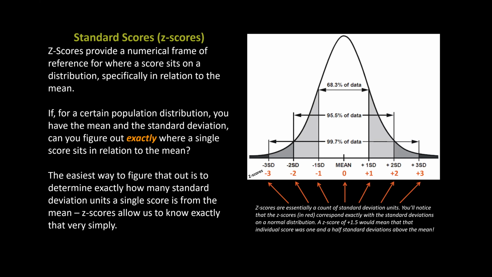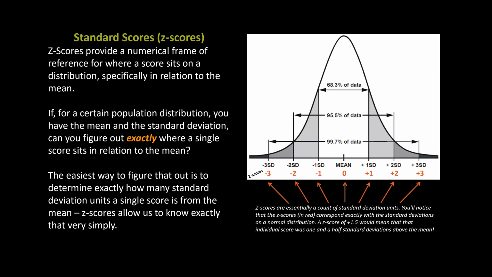So you'll notice that the z-scores in this image are in red, right below the standard deviations, and they're exactly the same. So a mean has a z-score of 0. That score is exactly the same as the mean. If a score has a z-score of 0, that means that score is exactly equal to the mean. And a z-score of 1.5, for example, would mean that that individual score was 1.5 standard deviations above the mean.